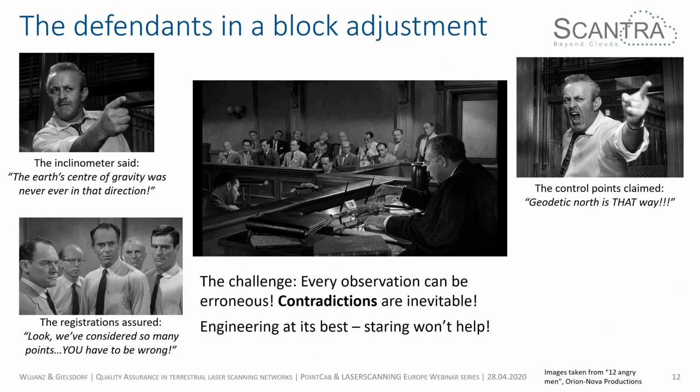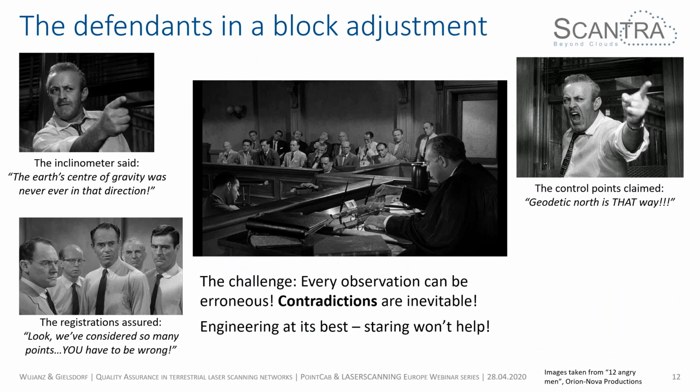You can think of every block adjustment, which is actually the quality assurance component that you should use, as some kind of a trial. So you have some suspects, you have defendants, and in this case, this is the American system, you may have a jury. And the problem is that all the different defendants say something different. The control points say geodetic north is facing that way. The inclinometer says the gravity center of the Earth is in that direction. And the registration says something contradictory.